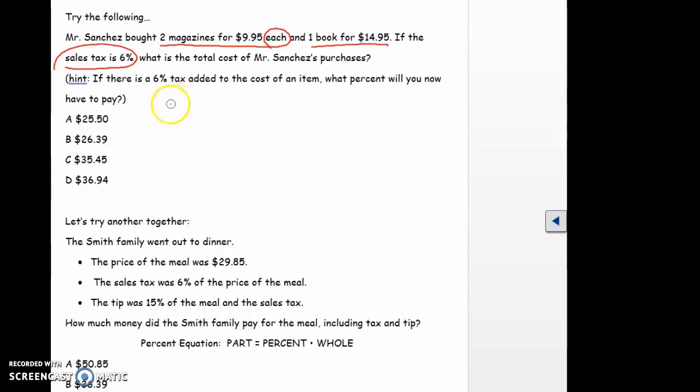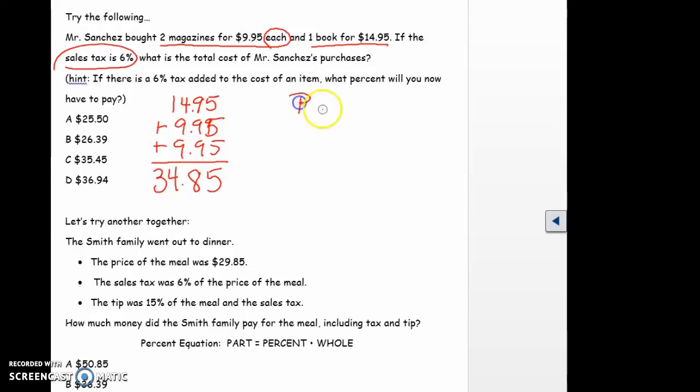So let's add up all the things he purchased. He paid $14.95 for a book. He paid $9.95 and another $9.95 for 2 magazines. Go ahead and add those up. If you have a calculator, feel free to use it. I got $34.85. I hope I added that correctly.